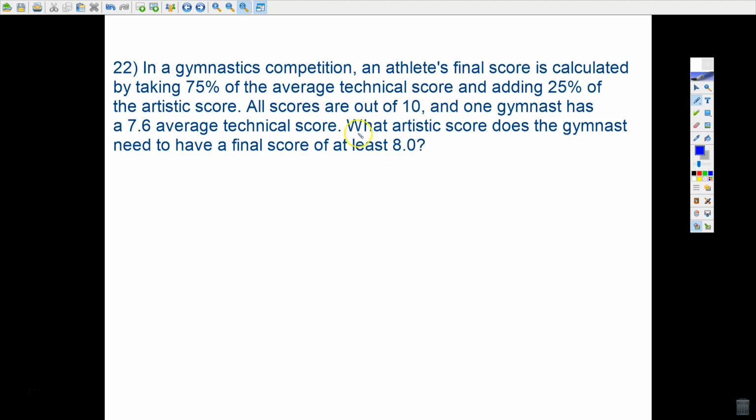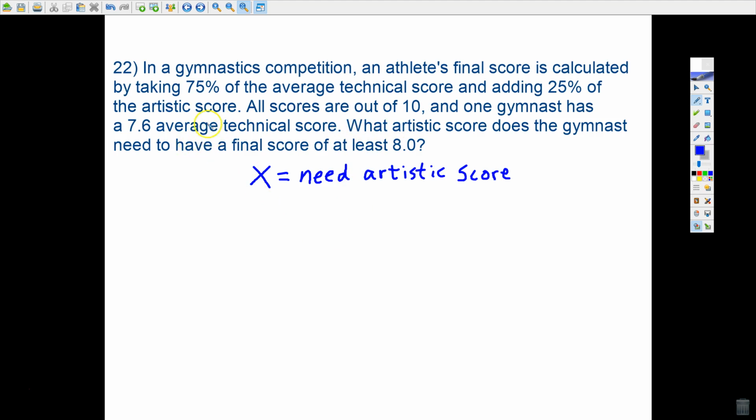Okay, so what they're wanting us to determine is what is the artistic score that's needed to get a final score that's at least 8.0. Whenever you're asked a question, you need a variable to represent the answer to that question. So I'm just going to pick the variable x, and x is going to be the necessary or the needed artistic score. So we've defined a variable to basically answer the question that's being asked.